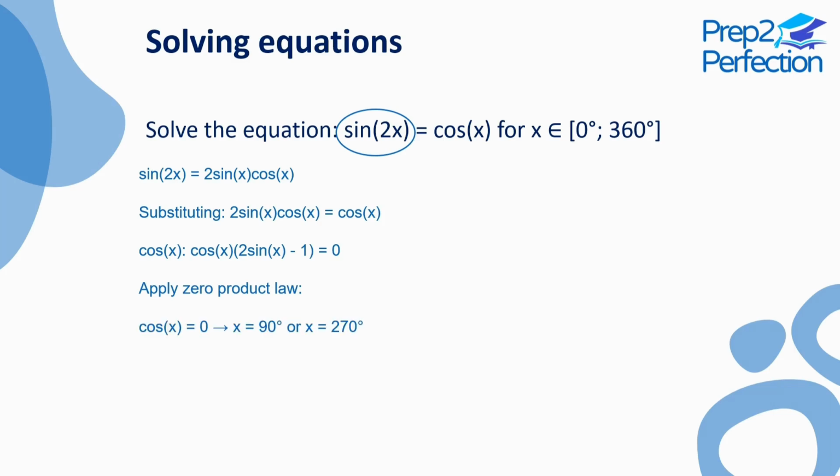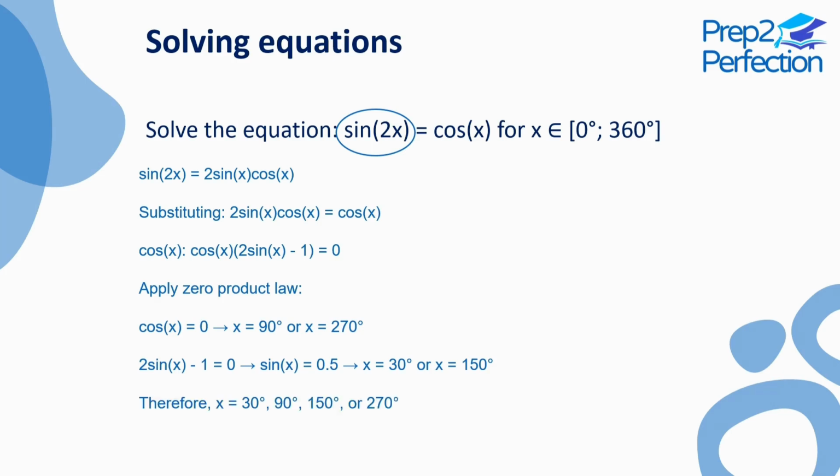Cos x equals 0 gives us x equals 90 degrees or x equals 270 degrees. 2 sine x minus 1 equals 0, so sine x equals 0.5. This will give us x equals 30 degrees or x equals 150 degrees. Therefore, x can be 30 degrees, 90 degrees, 150 degrees, or 270 degrees.